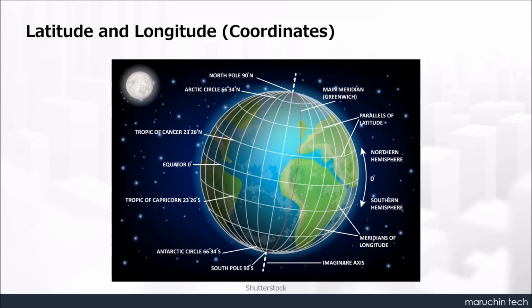Longitude is the x-axis, representing east and west. The prime meridian at the Greenwich Observatory in the UK is defined as 0 degrees. By combining these two values, we can uniquely identify any point on Earth. The GPS accuracy of modern vehicles is within a few meters. This is precise enough to meet the requirements for geofencing.